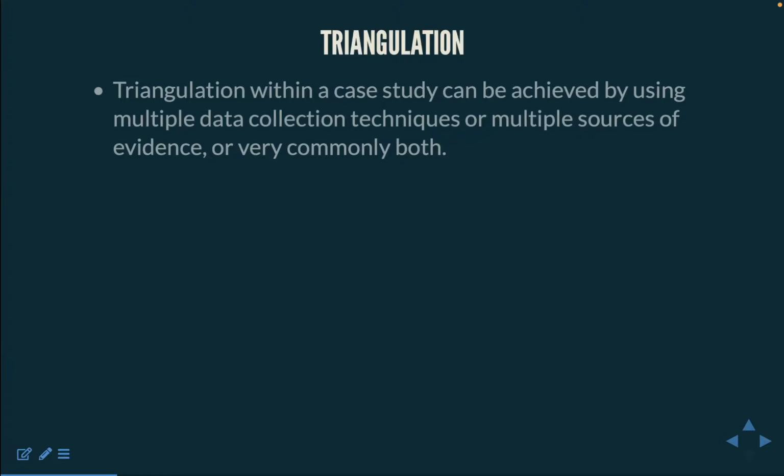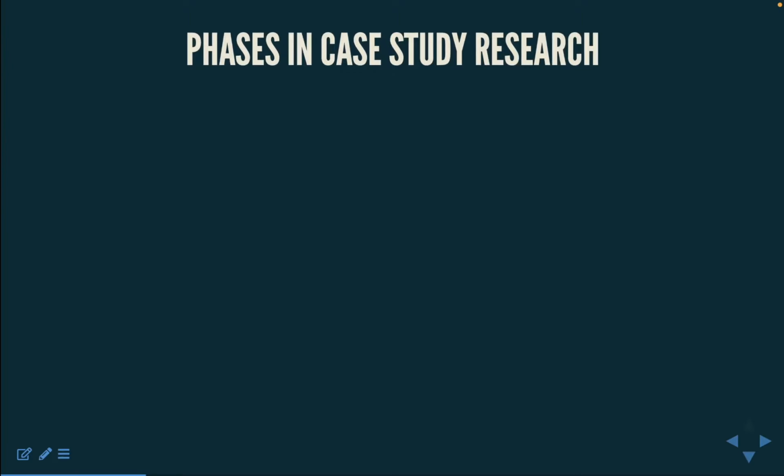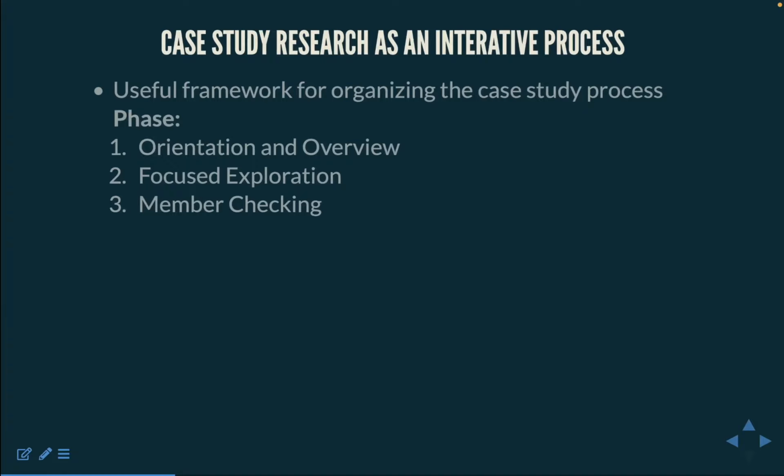Triangulation within a case study can be achieved by using multiple data collection techniques and multiple sources of evidence, and this is very common for both. Phases of case study research. This is a useful framework for organizing the case study process. So for phase one, we have orientation and overview. For phase two, we have focused exploration. And for phase three, we have member checking. These phases are going to be used to organize the case study in stages because although these stages are iterative and will not occur in a linear fashion, they will occur within a single phase of the process.